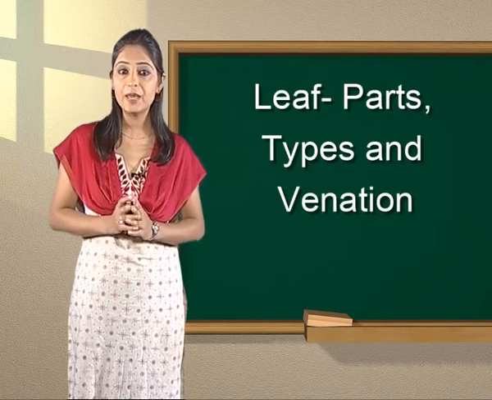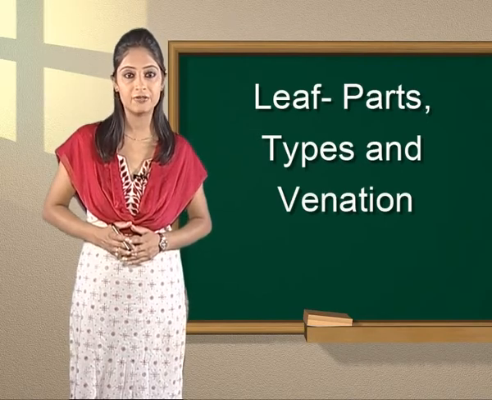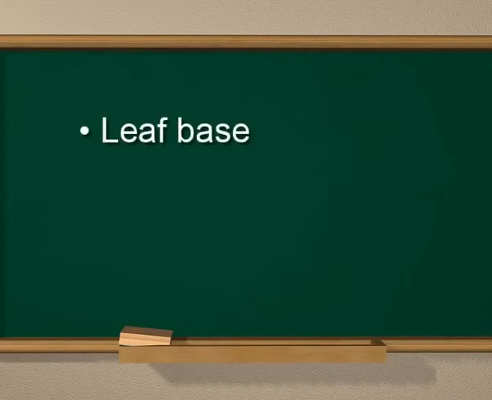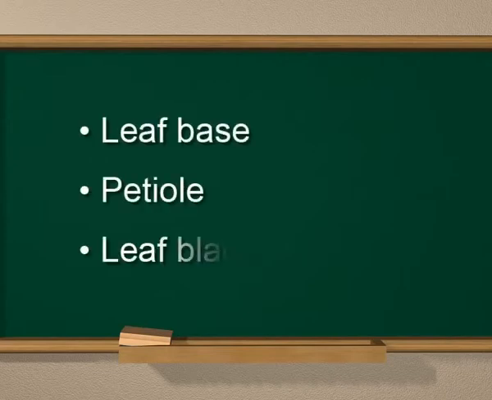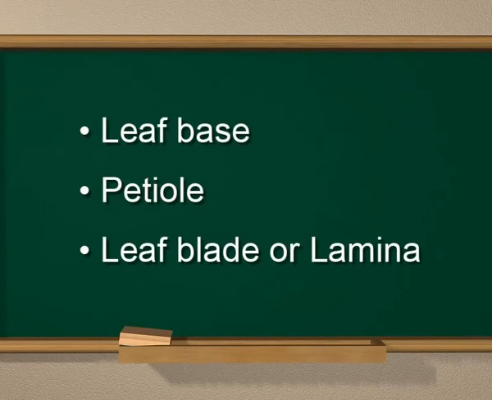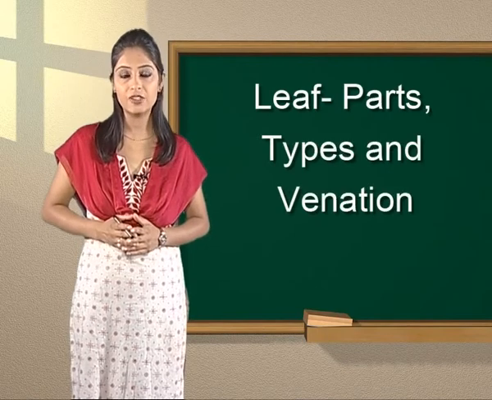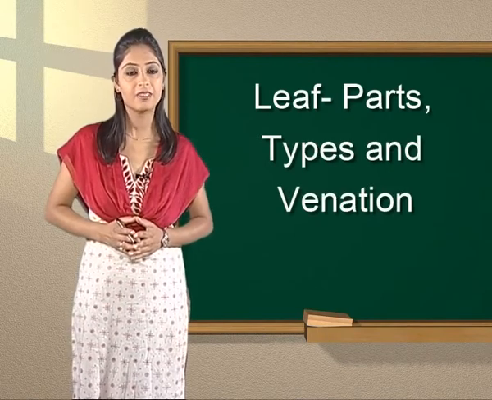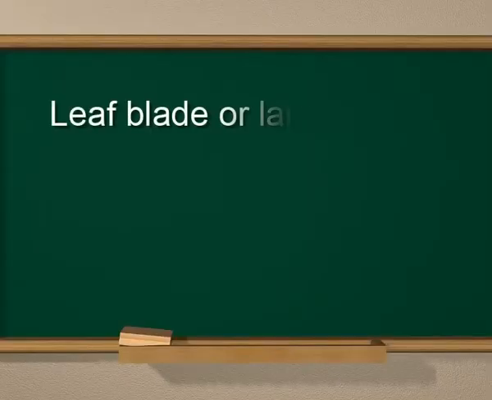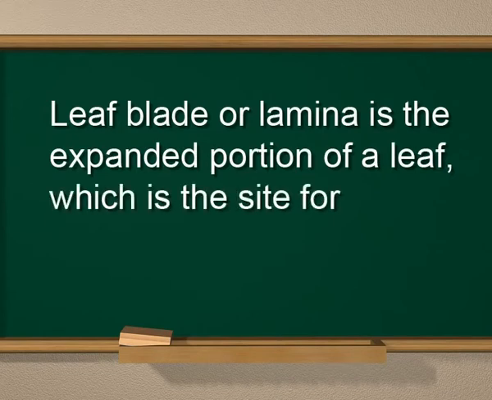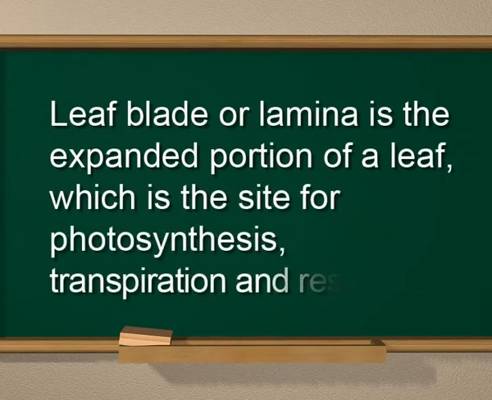Question. Name the three main parts of a leaf. Answer. The leaf consists of three parts, which are leaf base, petiole and leaf blade or lamina. Next question. What is the leaf blade or lamina? The answer is, the leaf blade or lamina is the expanded portion of a leaf which is the site for photosynthesis, transpiration and respiration.